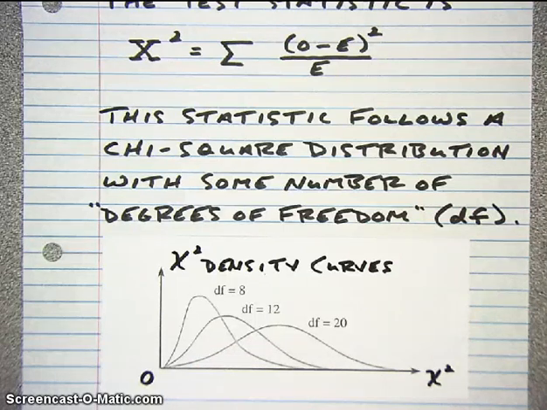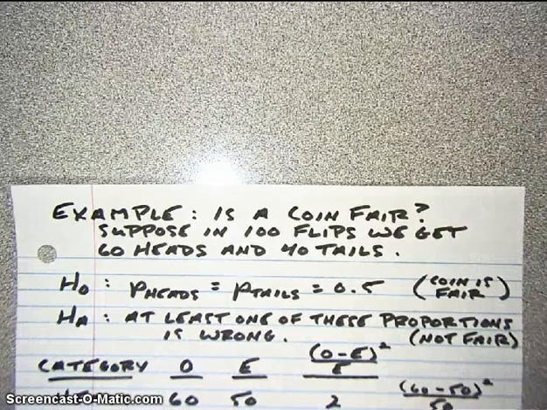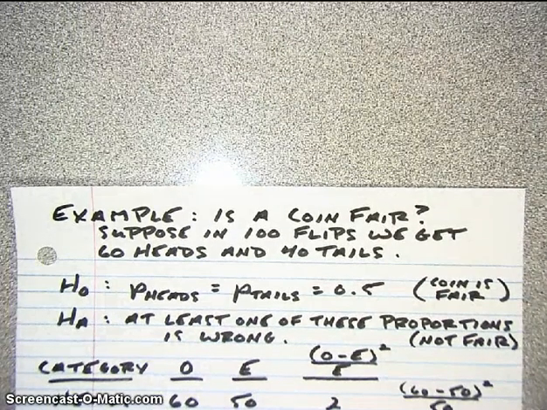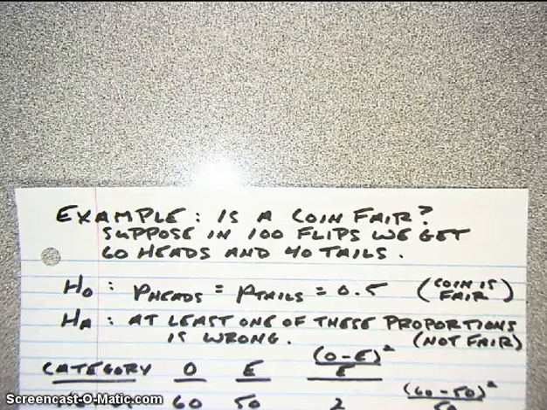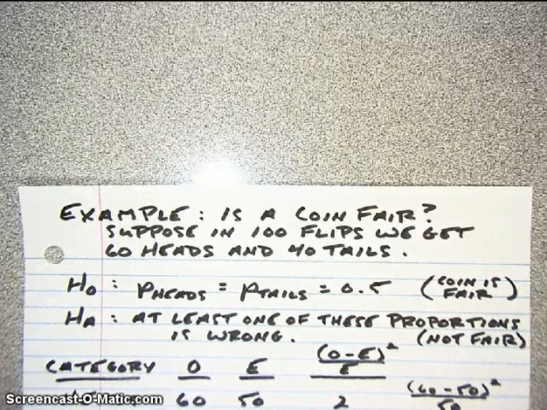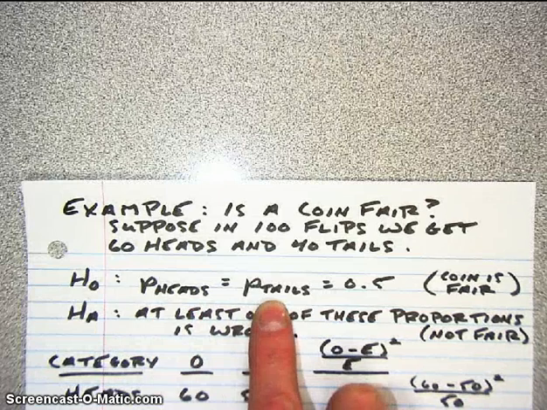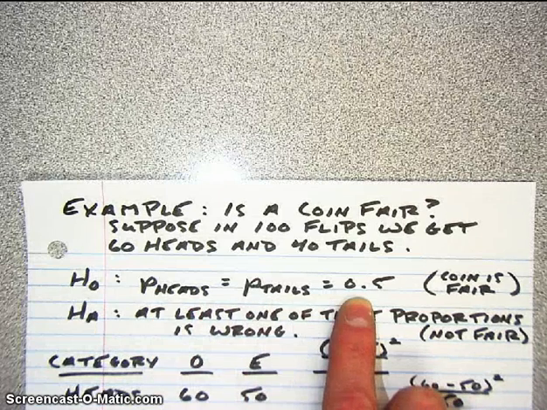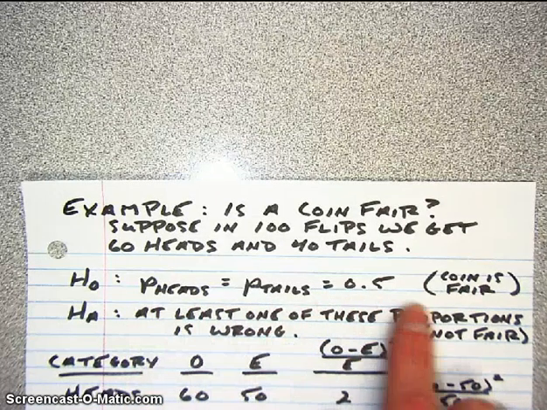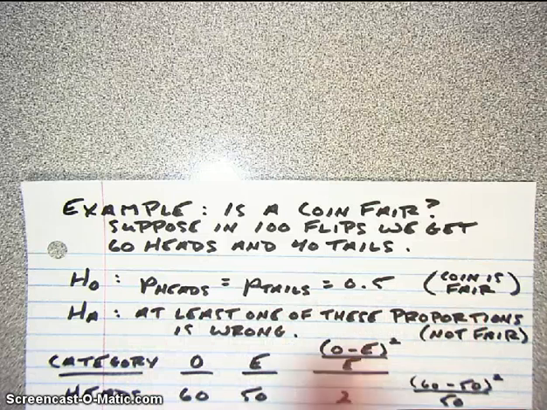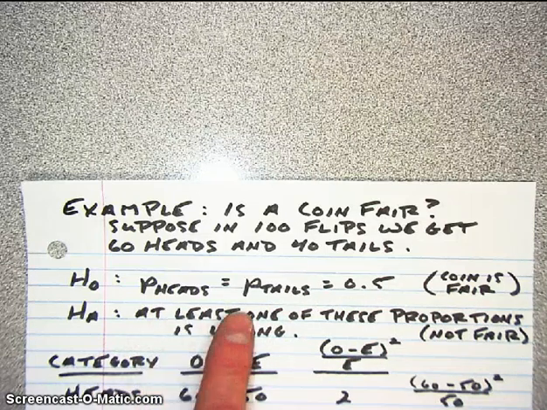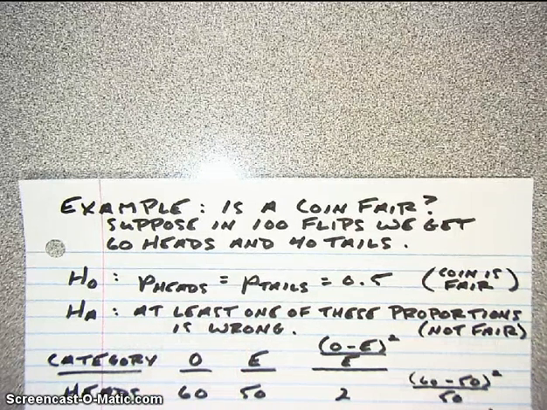Let's look at an example of how this all works, and then maybe you'll get a better sense of how all this stuff fits together. Suppose we're looking at a coin. We want to know if it's fair, and to check, we flip it 100 times, and we get 60 heads and 40 tails. Our null hypothesis would be that the proportion of heads and the proportion of tails are both equal to 0.5. That would be consistent with the coin being fair. And the alternative would be that at least one of these proportions is wrong and the coin is not fair.